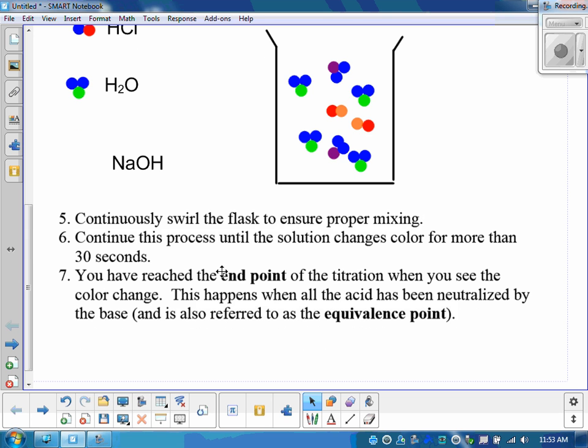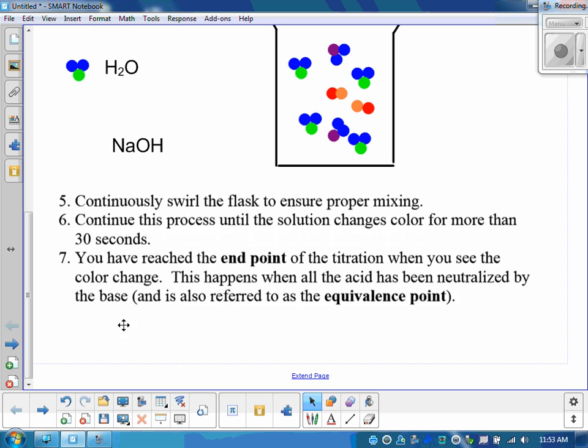So at this point, you've reached your endpoint, and these are two key terms that you'll be asked about on the test and the final. You've reached the endpoint of the titration when you see the color change. So endpoint is when your indicator changes color, and the equivalence point, you're hoping that this is the equivalence point. That is when you've added the exact same number of hydroxide ions to hydrogen ions so that everything is just salt water.